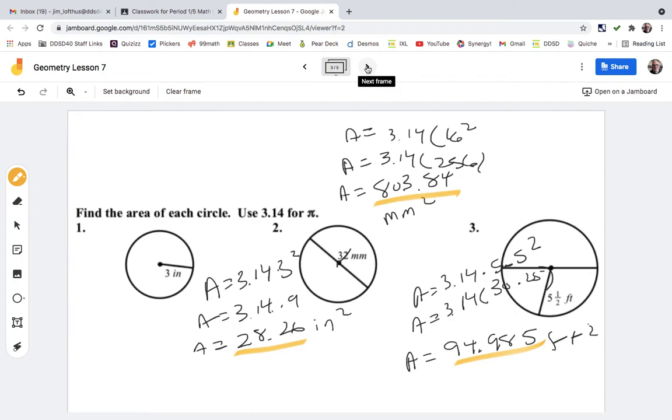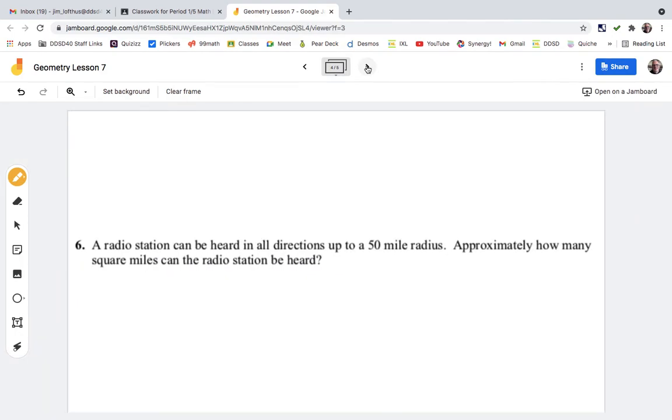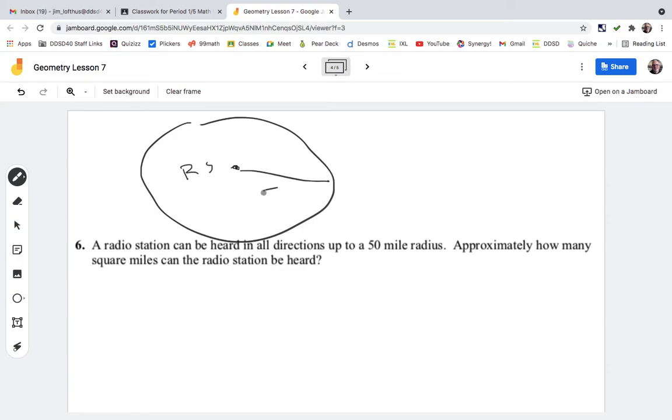All right, next problem. A radio station can be heard in all directions for up to a 50-mile radius. So we're going to draw a quick picture of this. Let's put our radio station right here, we'll call it RS. It has this big circle around it, and it has a radius of 50 miles. Approximately how many square miles can the radio be heard?